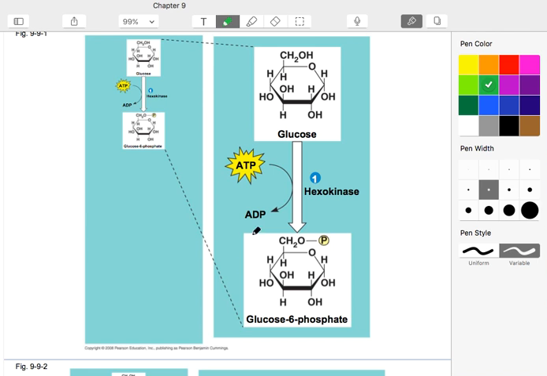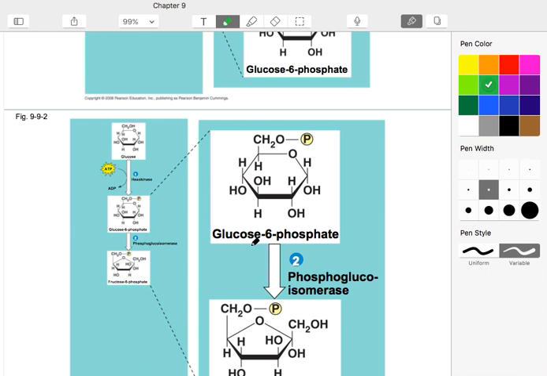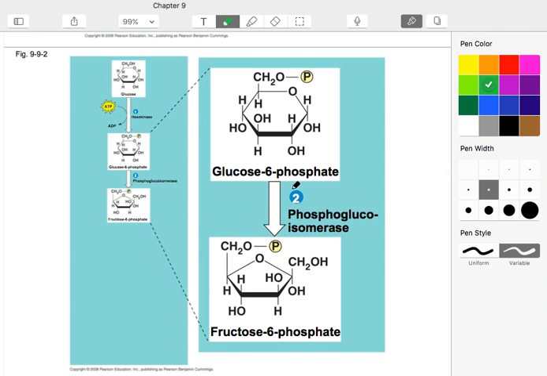Why glucose 6 phosphate? Because there is no phosphate here. Glucose 6 phosphate means there is a glucose and a phosphate attached. Why 6? Because it's at the 6th position. Next, in the second step, glucose 6 phosphate is going to be converted into fructose 6 phosphate. Why it converts into fructose 6 phosphate is a cellular work.